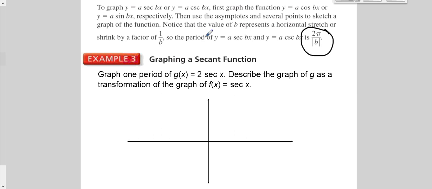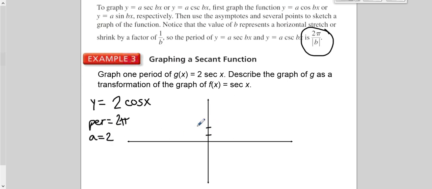Okay, let's look at example 3. 2 times secant x. The first thing we have to do is graph y equals 2 cosine x, because secant is the reciprocal of cosine. Once we do that, then we'll draw our U-shaped curves for the secant. What is the period? The period of cosine x is just 2 pi. The amplitude is 2.